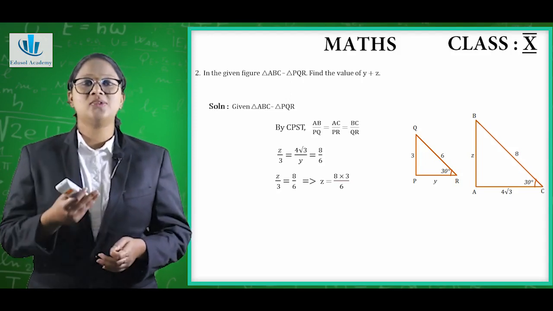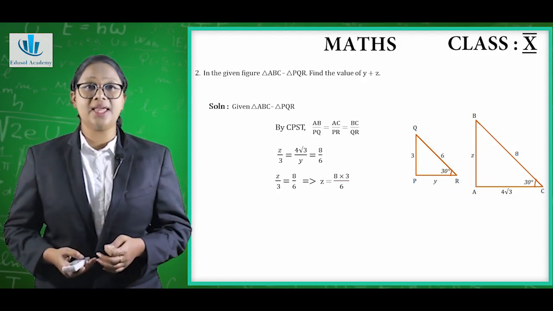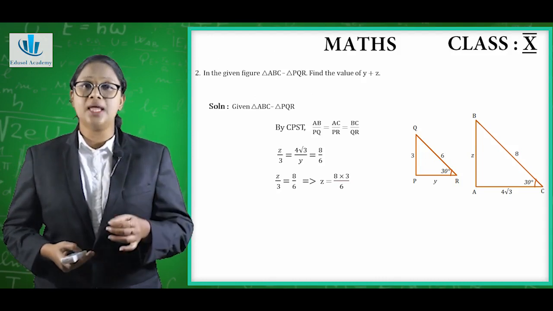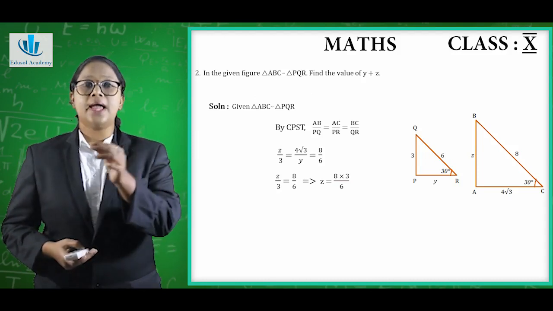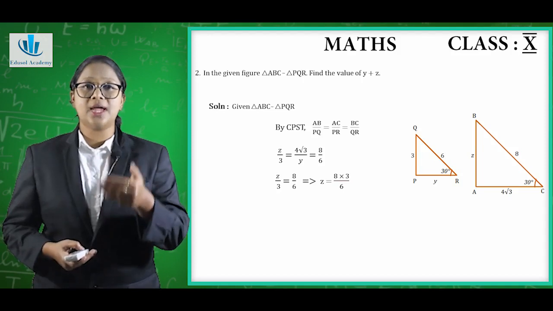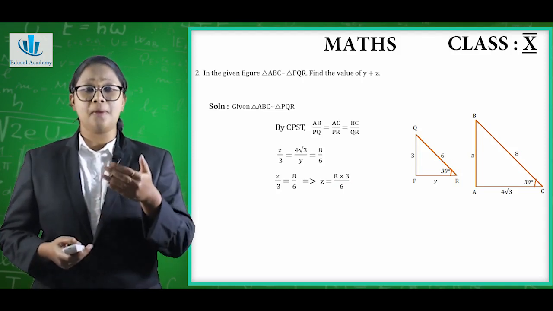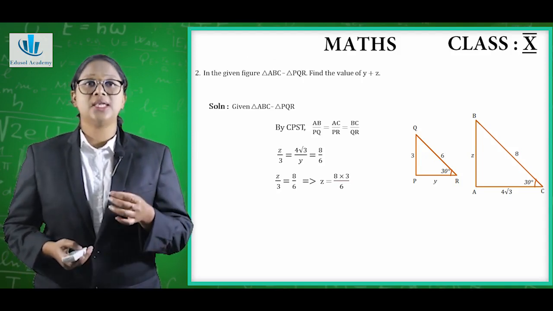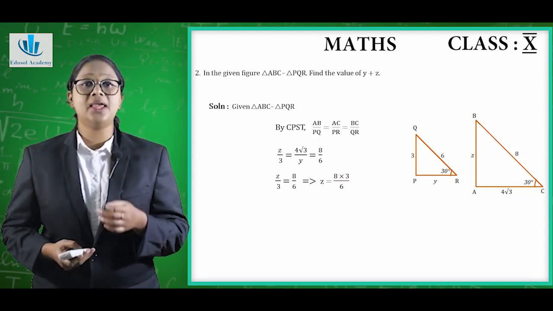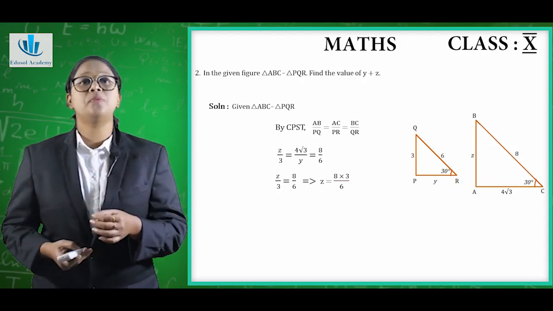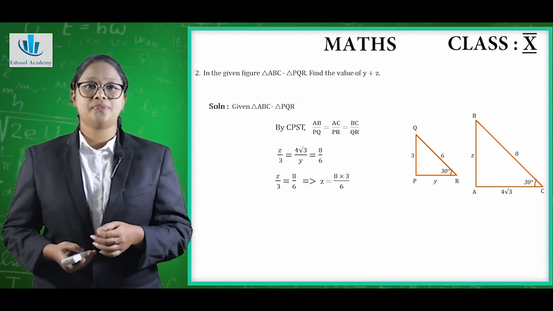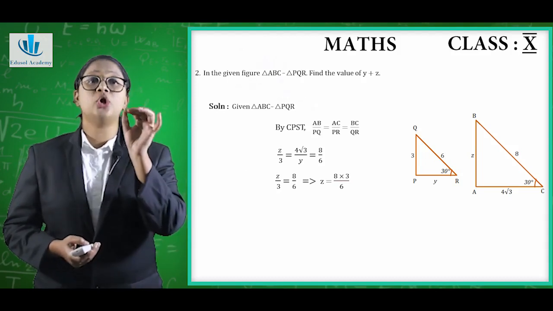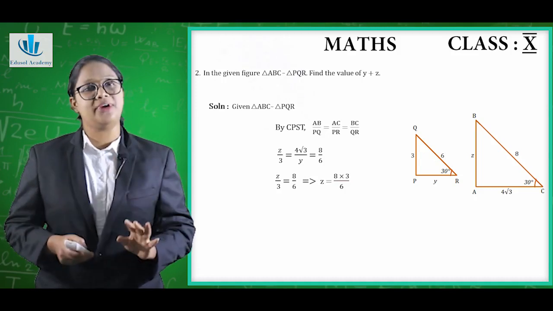Now we can directly write the CPST for both the triangles. Have a look at the CPST. From the name itself, from ABC and PQR, we can write the ratios. So by CPST, AB by PQ is equal to AC by PR is equal to BC by QR. I hope that's clear. You can write it directly from the names. So make sure that you name the triangles perfectly.